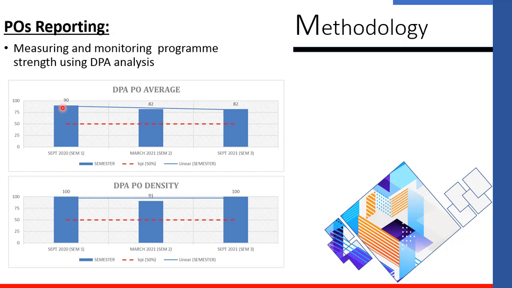And this is the DPA analysis. Basically, the DPA is to monitor the program strength for each batch, referring to the type of analysis. For the first batch, which is September 2020, they are in semester 1, and if you see the trend here, we can monitor the trend obtained by each semester, and the KPI level for the DPA is 50, and also the same for the PO.